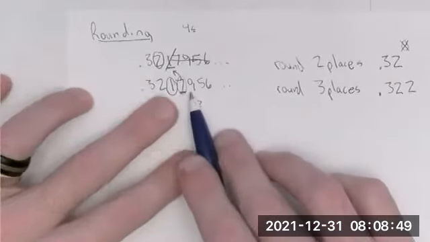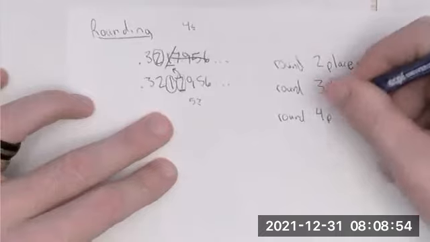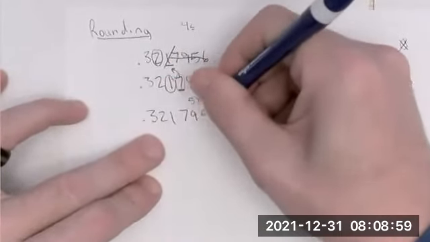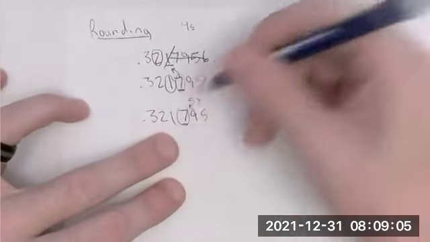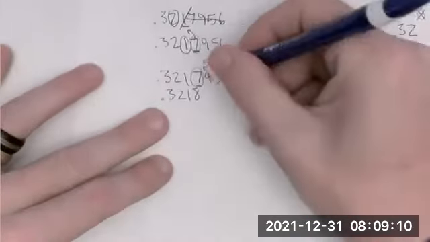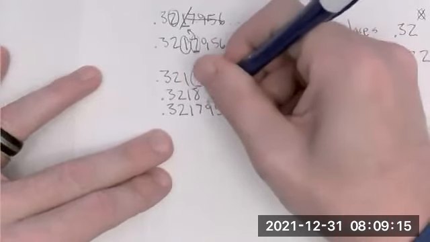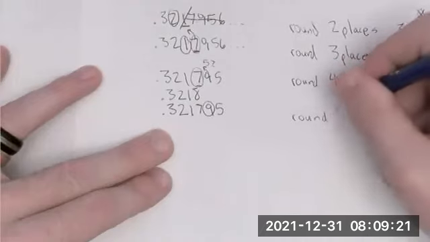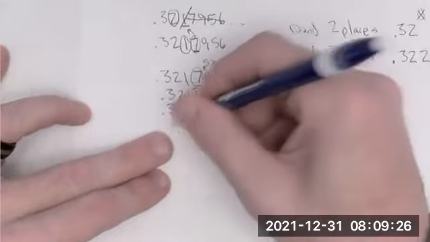Now, look at this one where it says round to 4 places. We know that 0.32179561234, when we have that bumping up, makes 0.3218. Notice if I were to say 5 places, 3218795, look at where, if I were to round to 5 places, what's going to happen here is that I'm going to round that up.